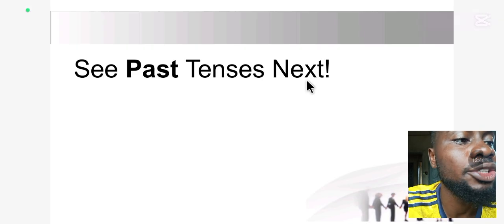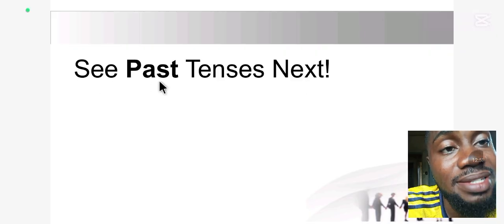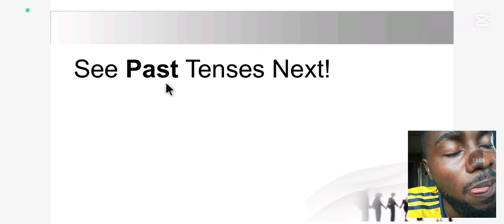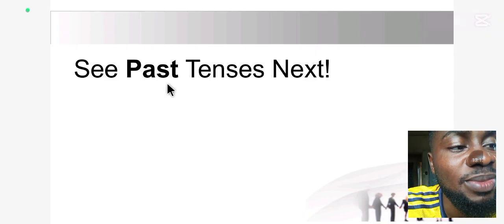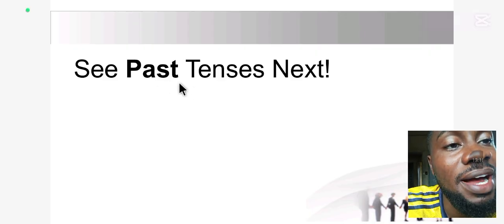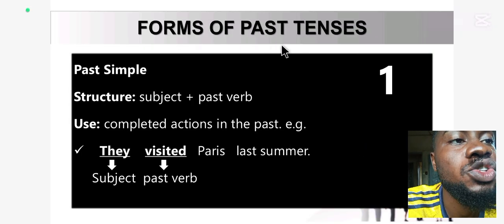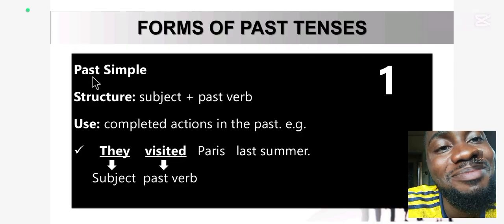So we are done with the present tenses. We are going to see the past tenses next. Remember, each of the time classes has 4 aspects. We just finished the 4 aspects of present tenses. So we are moving over to past tenses. Forms of past tenses. Number 1, the first form is past simple.